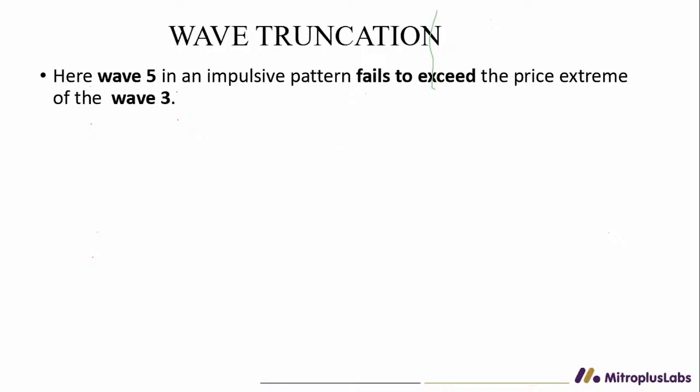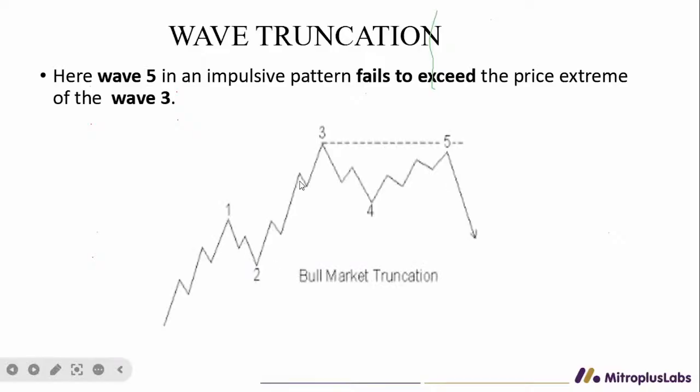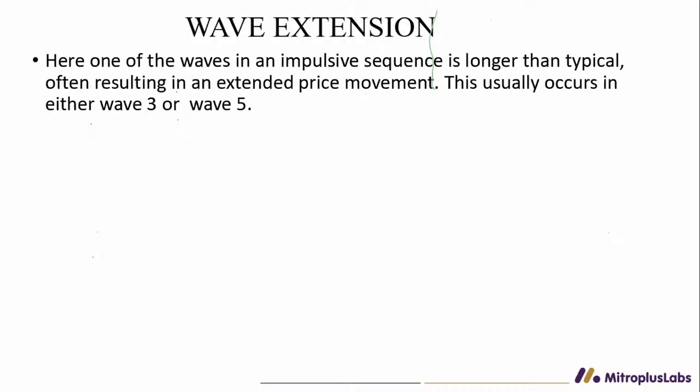Wave 5 has subwaves in the impulse, correction, impulse. But when you do your wave 5, you notice that yes, you're having your 5 waves. Then there is wave extension, which we'll see practically on the charts.